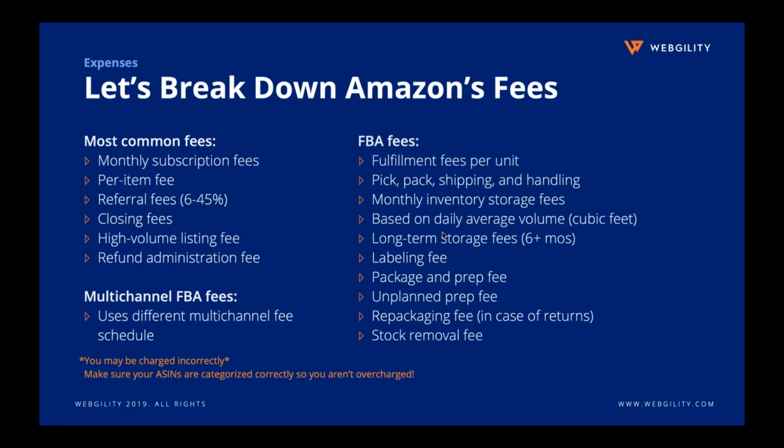The FBA fees can pile up. You have the fulfillment fees per unit, the pick and pack, the storage fees, and the labeling fees, and you really have to be careful on these fees, because as much as we all have a love-hate relationship with Amazon, they are not necessarily known for their accuracy in FBA fees. So you have to take a look at that and understand what fees they're charging you, and understand, are they consistent across your products? Have they identified the right metrics or the right size of your product?